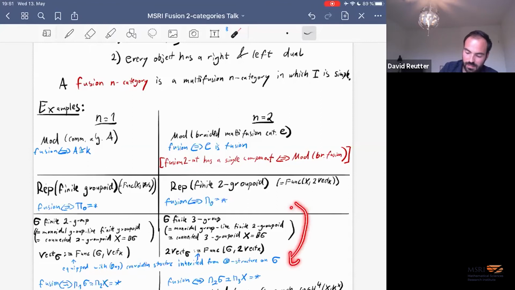So there's something funny comparing these two examples. They really start from the same data, but for one of them to make them fusion, I have to truncate from the bottom, from pi 0, and for the other one to make it fusion, you have to truncate from the top. And this is a nice dichotomy to think about this.